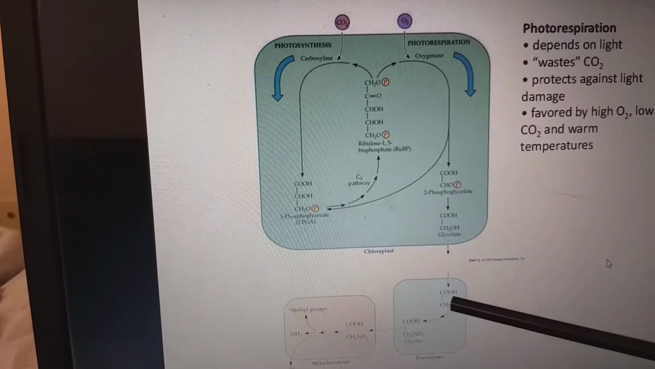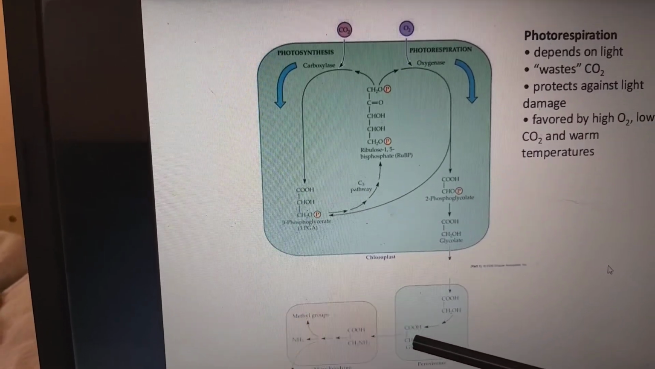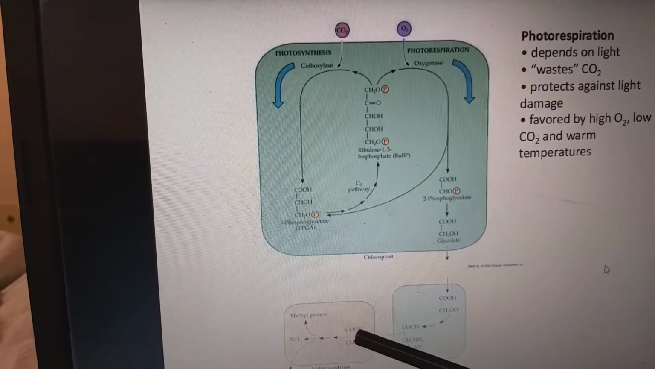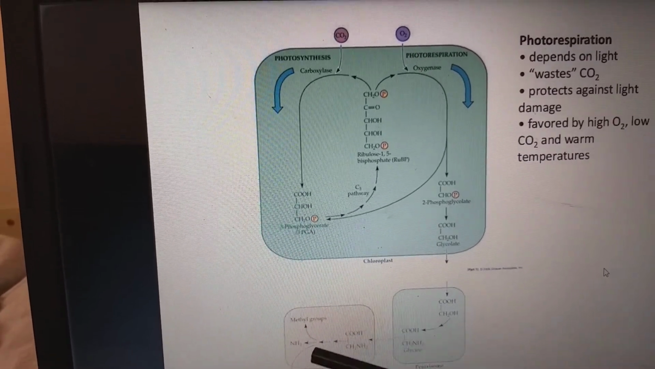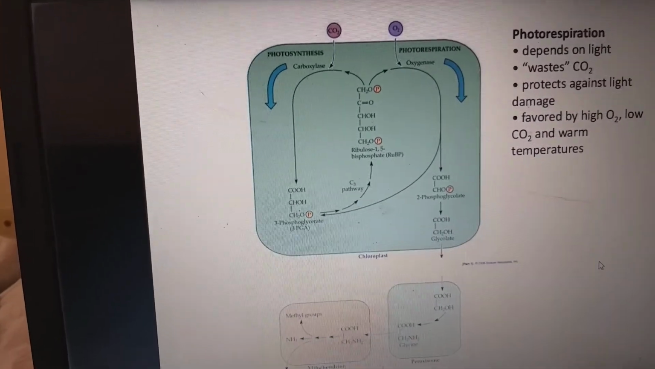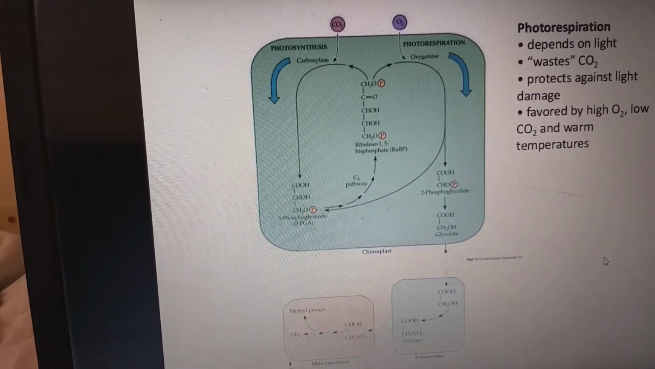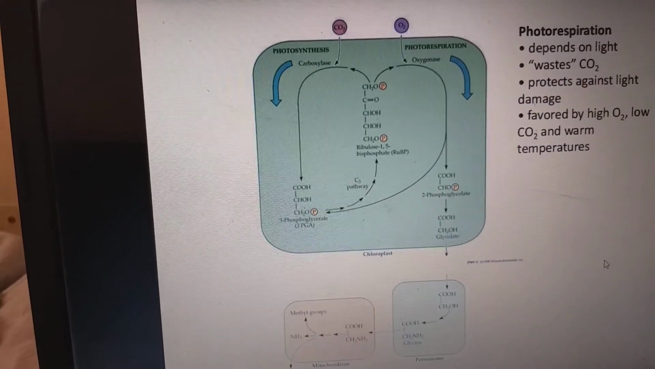Here the glycolate is converted into glycine. Later this glycine enters the mitochondria, where the glycine is converted into methyl groups, and finally the carbon dioxide is released. So this prevents the carbon dioxide from being fixed into carbohydrates. Photorespiration depends on light.